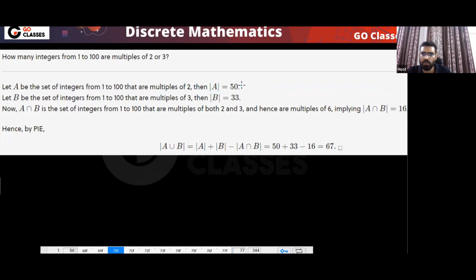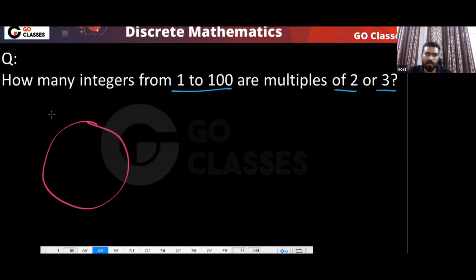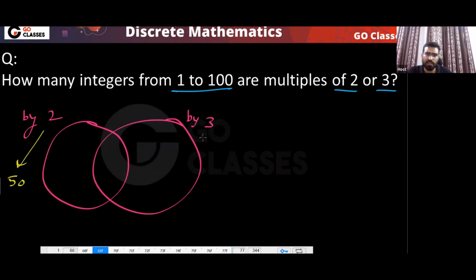That will be 100 divided by 2, floor. How many are multiples of 3? That will be 100 divided by 3, floor, which is 33. And there is something extra you have counted twice. These are divisible by 2, there are 50. Divisible by 3, there are 33.